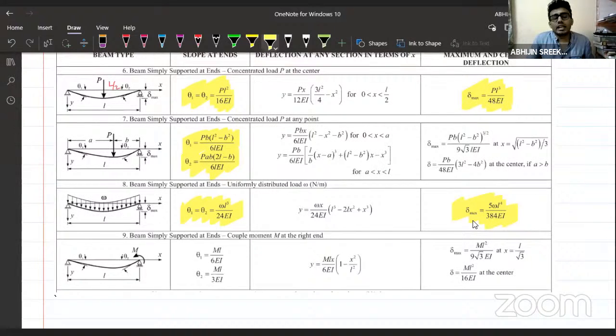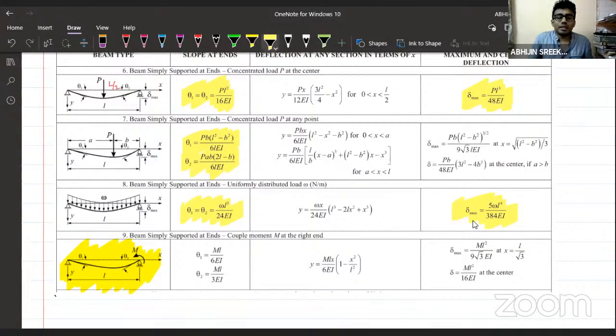Here also, again, one of the most important results which I need you to understand and remember till the end of the GATE exam, maybe till the end of your lifetime. Here, a simply supported beam is subjected to a concentrated moment at one end. What is the slope at both the ends?